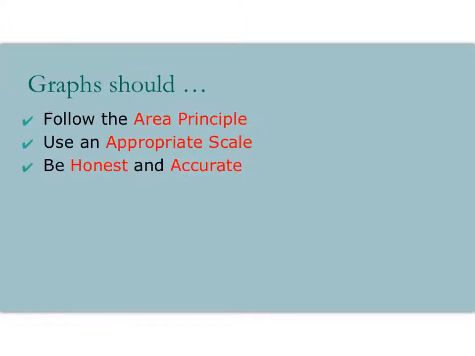Graphs should follow the area principle, use an appropriate scale, and be honest and accurate. So the area principle is that, say I have something that is 50% and something that's 20%, then if I'm doing, say, a pie chart, I have a piece representing 50%, and then here's my little piece of 20%. It should actually match with the areas. At first you probably are thinking, well, that's really obvious, but we're about to look at some bad graphs where they don't necessarily follow this principle.